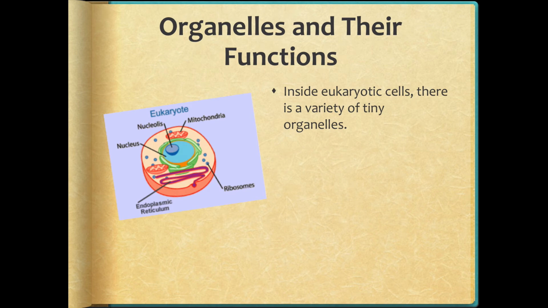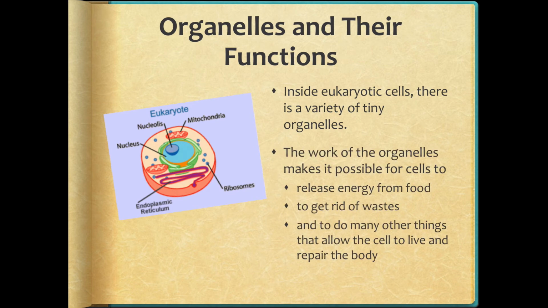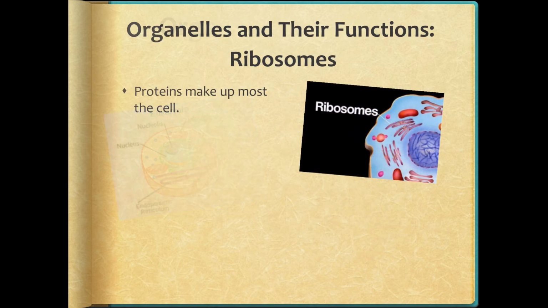Inside eukaryotic cells, there is a variety of tiny organelles. The work of the organelles makes it possible for the cells to: 1. Release energy from food, 2. Get rid of waste, and finally to do many other things that allow the cells to live and to repair the body. Proteins make up most of the cell.